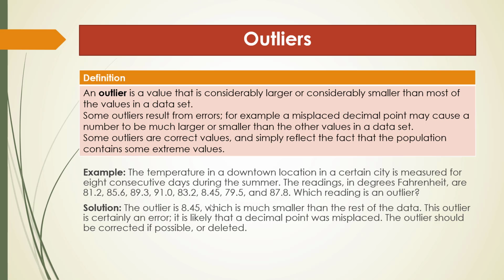The outlier is 8.45, which is much smaller than the rest of the data. This outlier is certainly an error. It could be the case that the decimal point was misplaced, so there should be 84.5, but we misplaced the decimal. In this case, the outlier should be corrected if possible. If we cannot correct it, then we have to delete it. But in this case, I suggest you just correct 8.45 to 84.5.